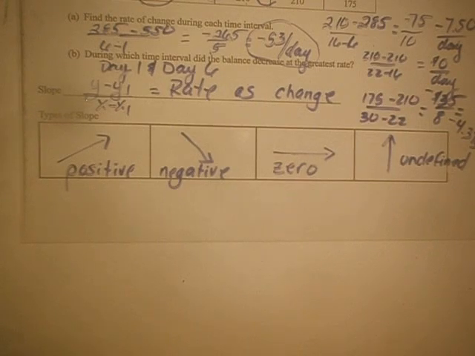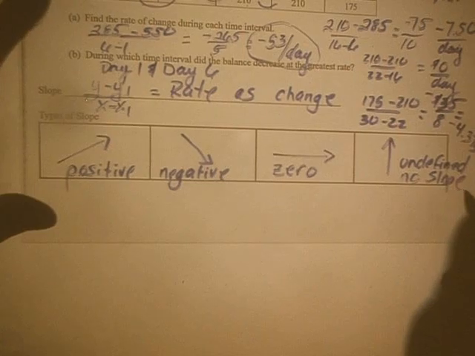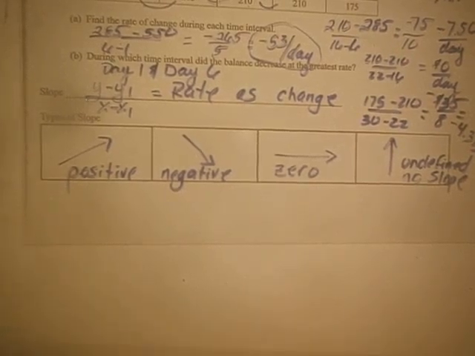Positive, negative, 0, undefined. And with undefined, we also should write down no slope. And I don't care if you want to say it's undefined or if it's no slope. Either one of those is fine. 0 with a line through it, that's fine also. Empty set is good too.